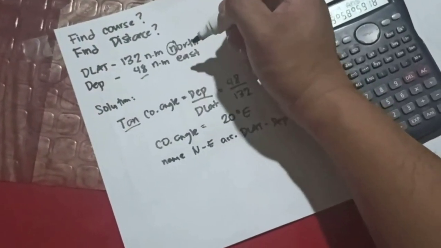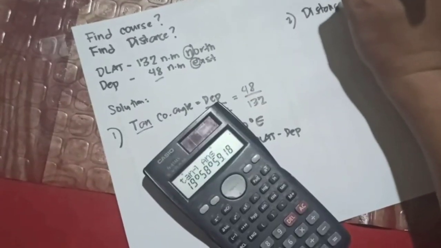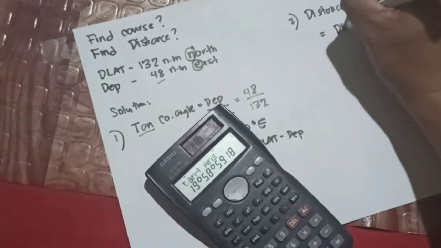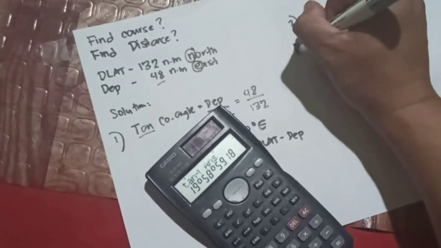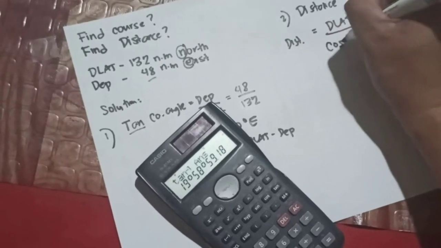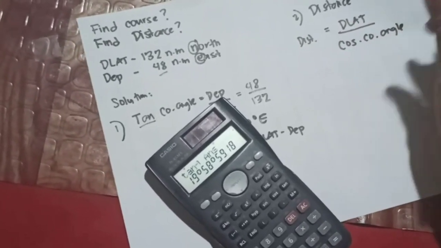Next is to look for distance. Distance equals delat divided by cosine course angle. Delat is 132 nautical miles divided by cosine 20 degrees, 140.47 nautical miles or 140.5 nautical miles.